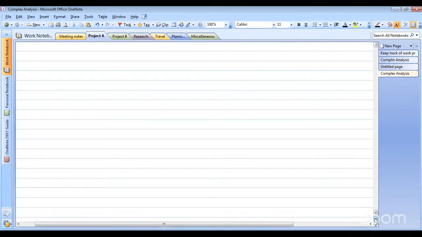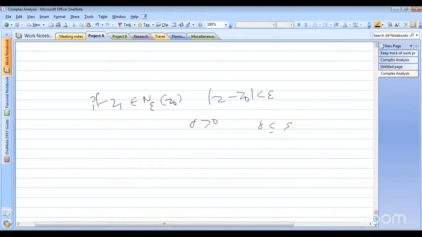So the disk is itself open. If z1 belongs to N(epsilon, z0), then the modulus of z1 minus z0 is less than epsilon. So choose delta greater than 0 such that delta is less than epsilon minus |z1 − z0|. Now consider the neighborhood of z1.